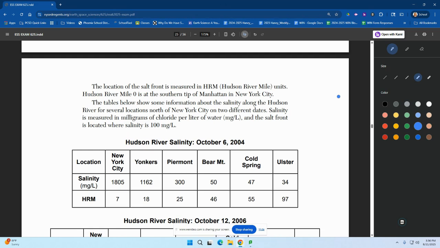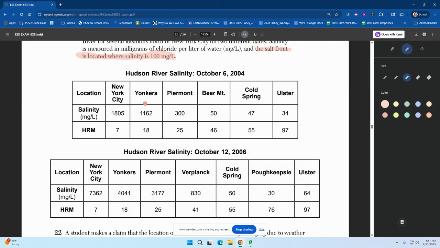Okay, and they gave us another little background information here. So it says the location of the salt front is measured in HRM, Hudson River Mile units. Hudson River Mile 0 is at the southern tip of Manhattan in New York City. The tables below show some information about the salinity along the Hudson River for several locations north of New York City on 2 different dates. Salinity is measured in milligrams of chloride per liter of water, milligrams per liter, and the salt front is located where salinity is 100 grams per milliliter. So they're giving us information about how they find where the salt front is located. Okay, so I have two different data tables.